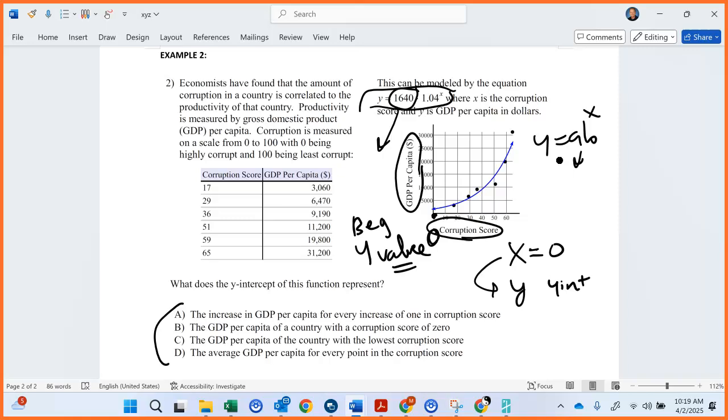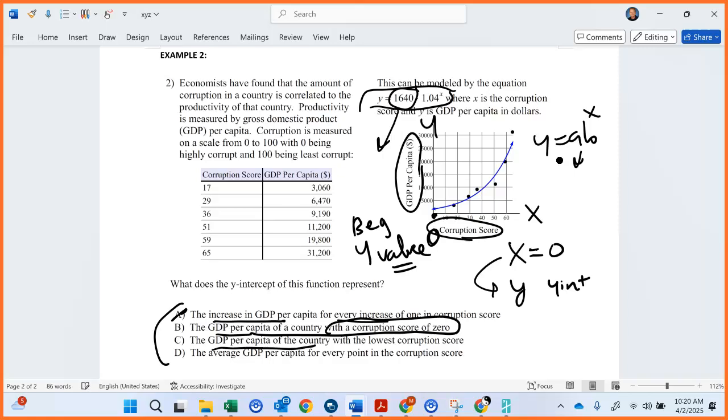So now we're going to read each choice and try to match it up with that. A says the increase in GDP for every increase. That's not what it is. That's not what the beginning value is. That's like the growth value. That's how it grows or decreases, but that's not the beginning value. B, the GDP per capita with a corruption score of 0, that pretty much matches what I was saying, right? It's the value of y when x is 0. Well, what's y? Y is the per capita, right? X is the corruption, I should say. So B pretty much matches it up, but let's just check the others.